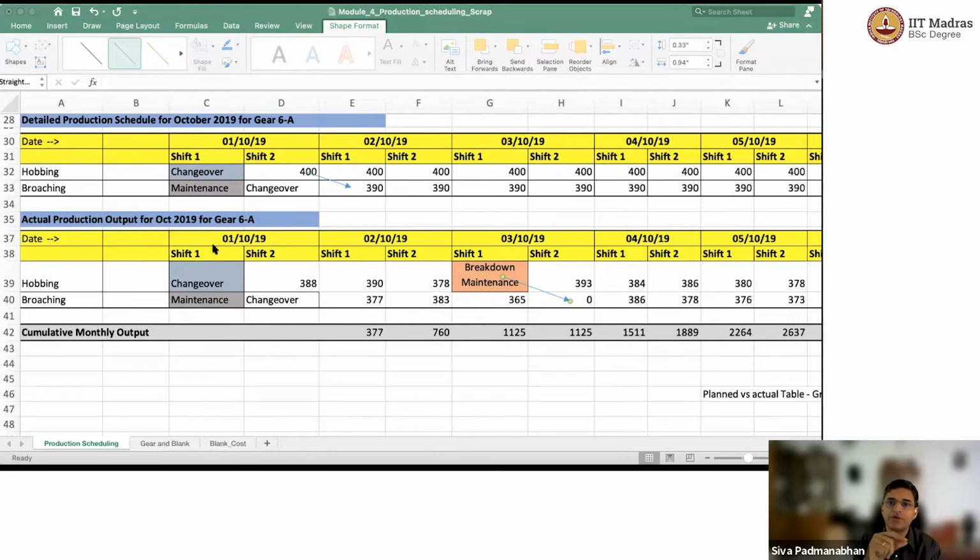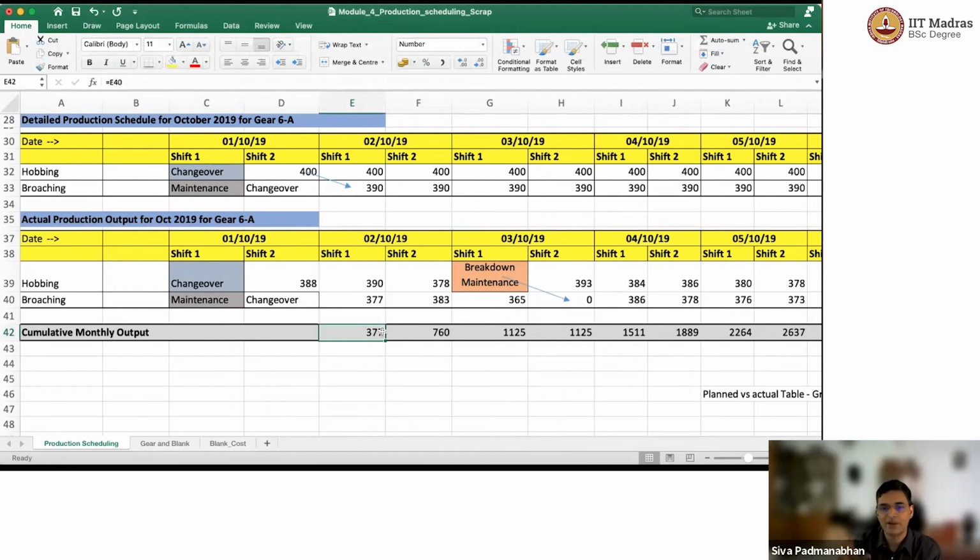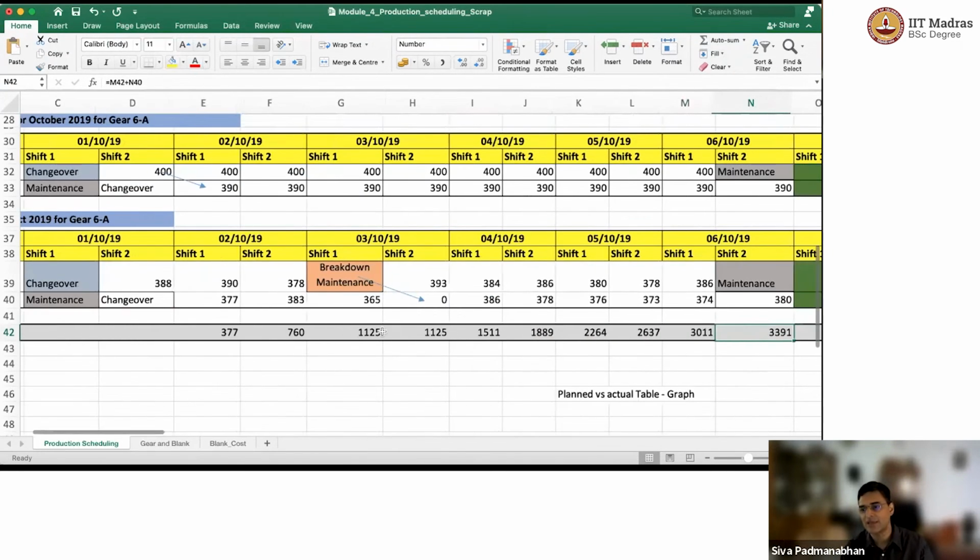I'm just going to conclude by saying that the last row you see is the cumulative output, right? That means after broaching, that's when the finished gear is fully available, how much I'm able to make. So that will keep adding, right? Every day's production, every shift's production will keep adding. And then you'll see at the end of the month how much I actually made for gear 6A, right?